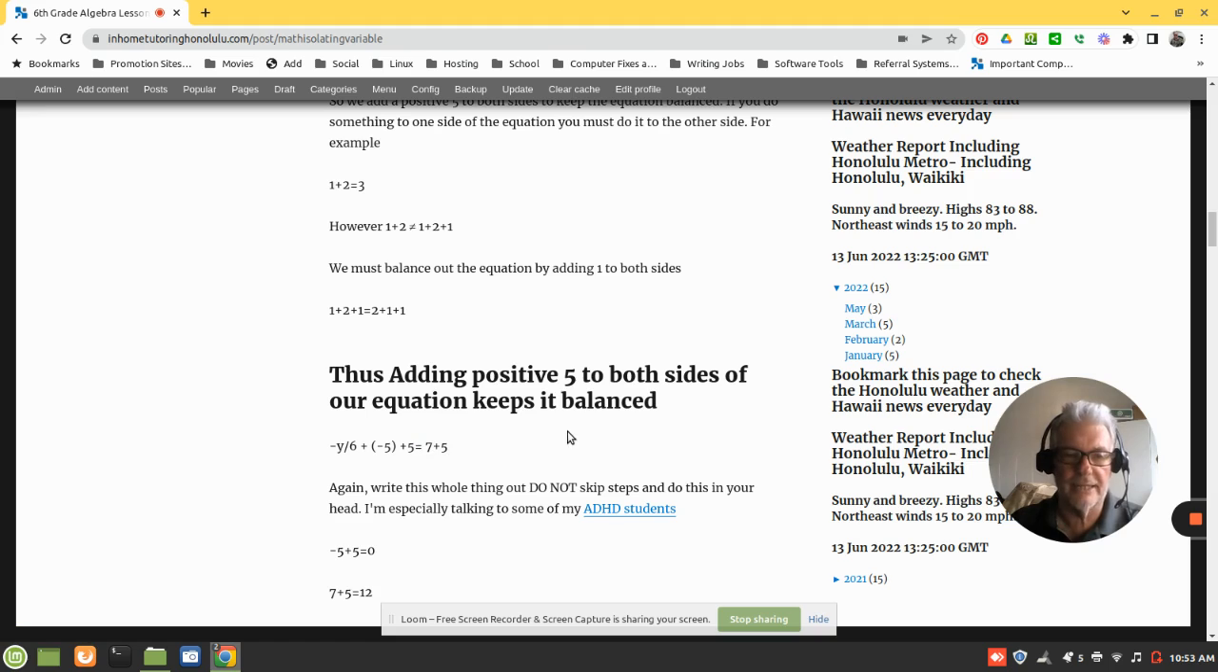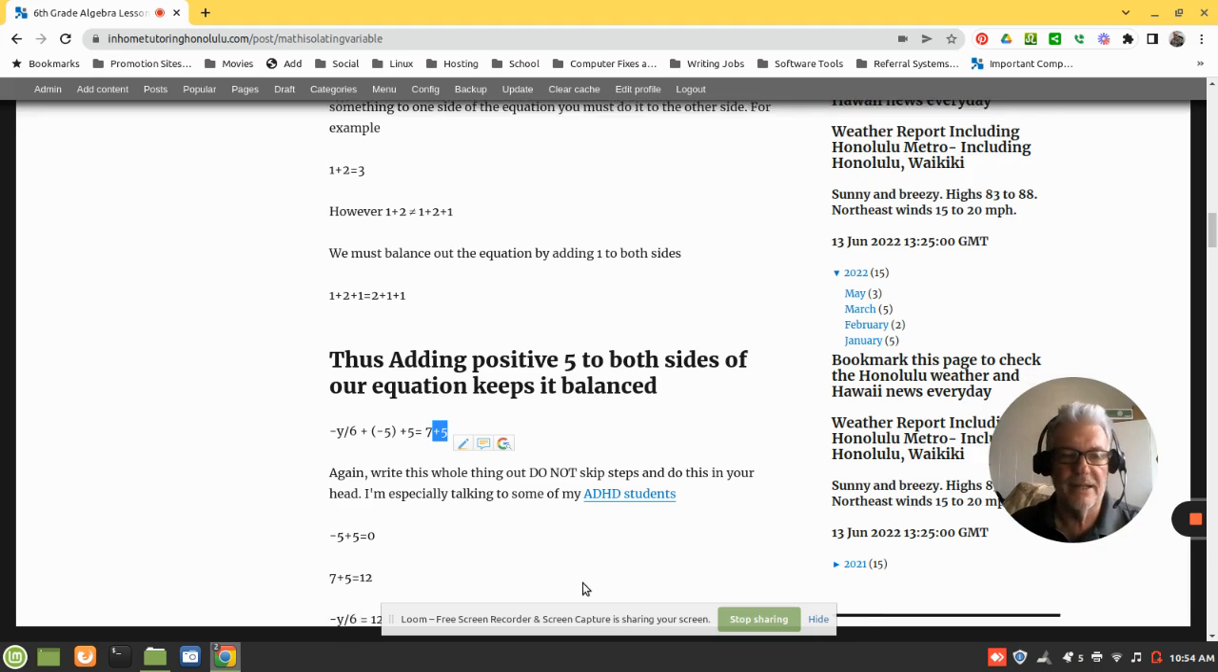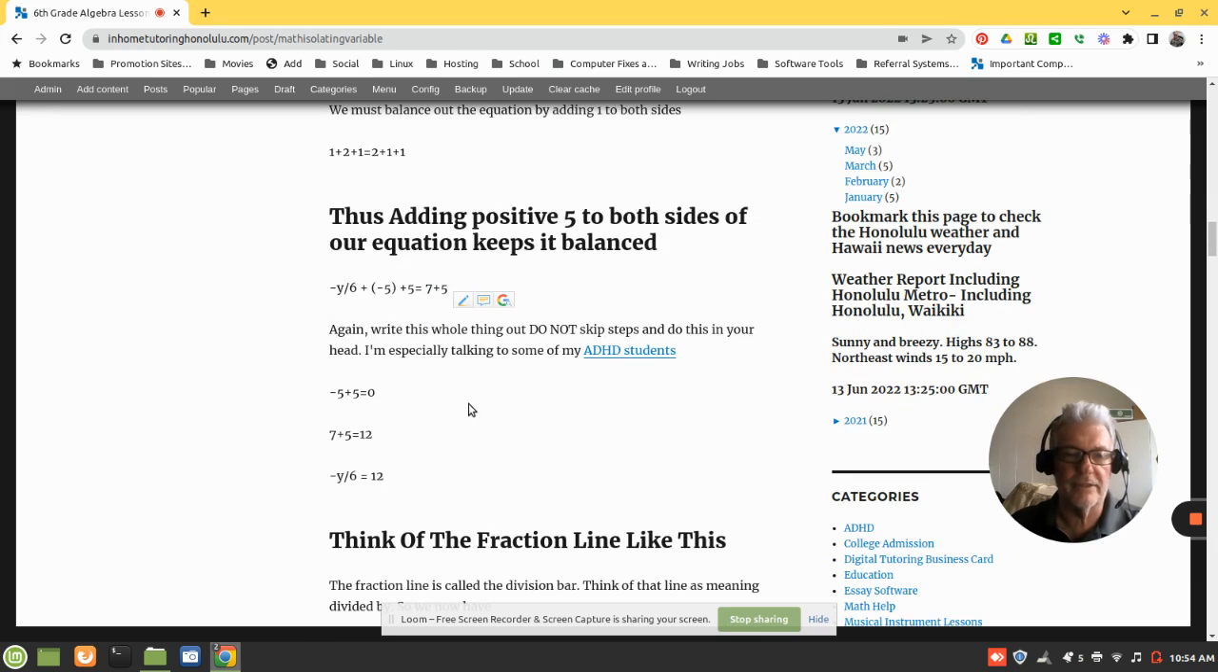Okay, so take a look at that. Now we've got negative 6 plus negative 5 plus 5 equals 7 plus 5. So what we did was we added 5 on each side right here, so the equation is still balanced. I can take a million, gazillion, trillion plus 1, and that will equal a million, gazillion, trillion plus 1. Same thing. Okay, so let's work it out.